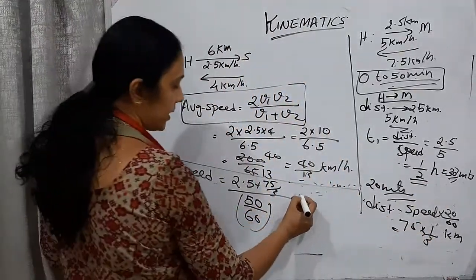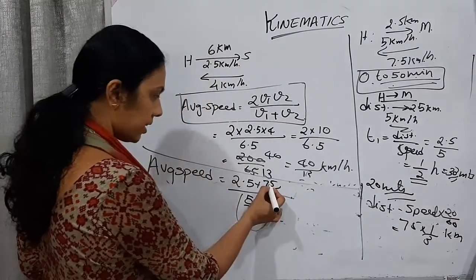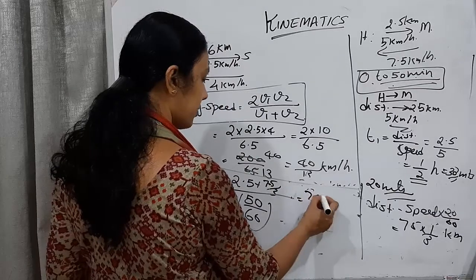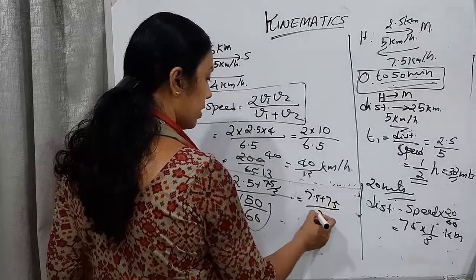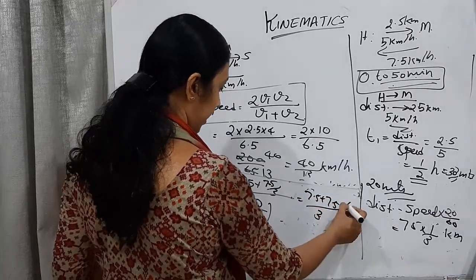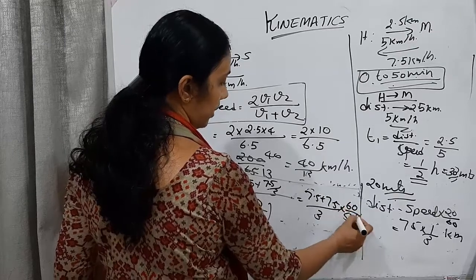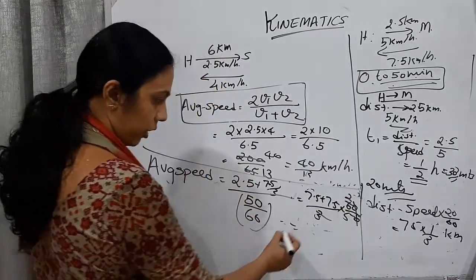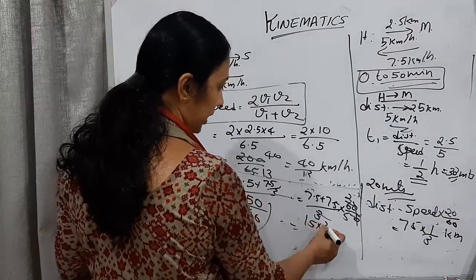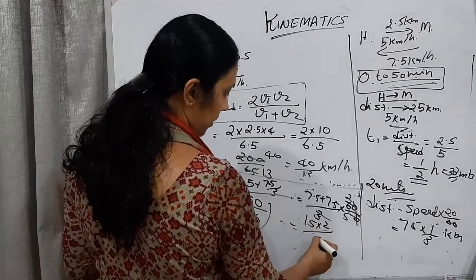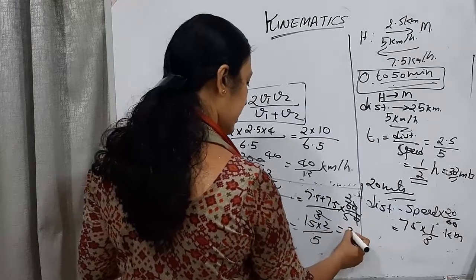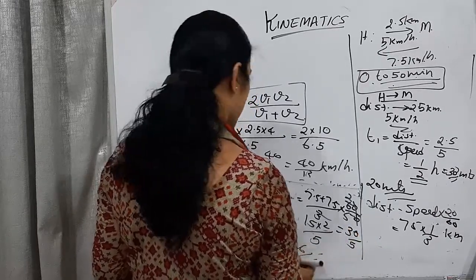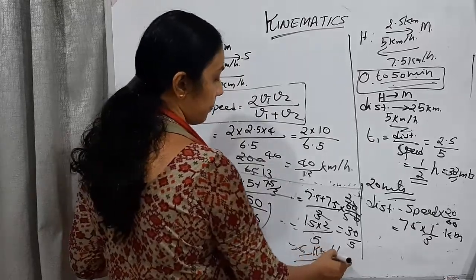So, here we will be taking it as, sorry children, here it is not 75, it is 7.5. So, here we will be getting it as 2.5 plus 7.5 divided by 3 into 60 by 50. Here it is 2.5 plus 7.5, we will be getting it as 15 divided by 5. So, here it is 30 divided by 5, answer is 6 kilometer per hour.